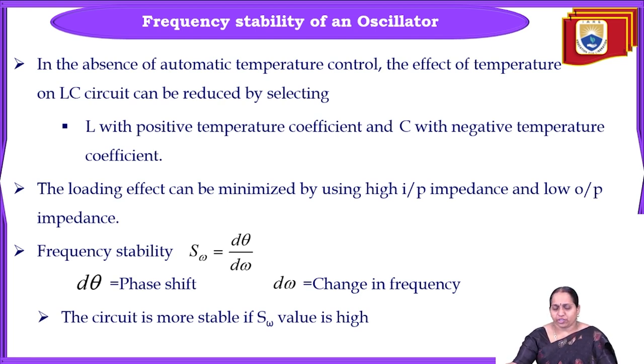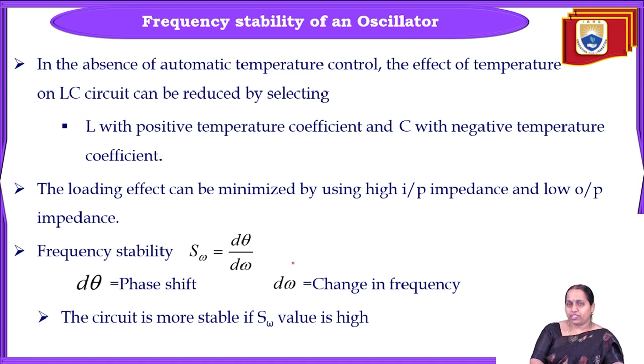And in absence of automatic temperature control, the effect of temperature on LC circuit can be reduced by selecting L with positive temperature coefficient and C with negative temperature coefficient. So if we do not have the facility of automatic temperature control, then the effect of temperature on LC circuits can be reduced by selecting an inductor L with positive temperature coefficient and a capacitor C with negative temperature coefficient. So on the whole, the effect of change in temperature might be reduced to some extent. Moreover, the loading effect on the oscillators can also be minimized by choosing high input impedance and low output impedance. Okay. Then frequency stability.